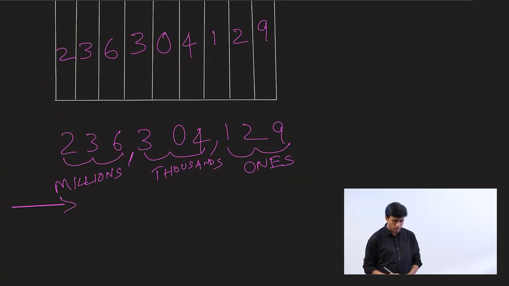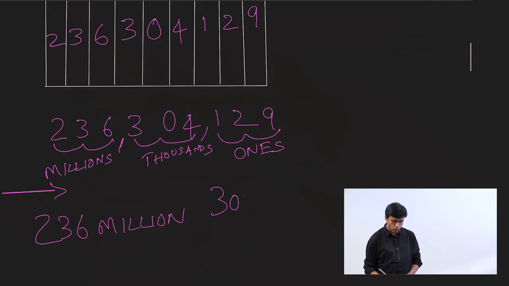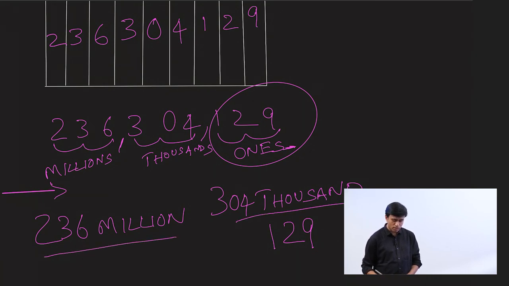Go ahead and read. This is 236,304,129. Remember, when you read the last period, you don't say the name of the period. You just read the number 129. So the population of Uttar Pradesh according to the international system is 236,304,129.